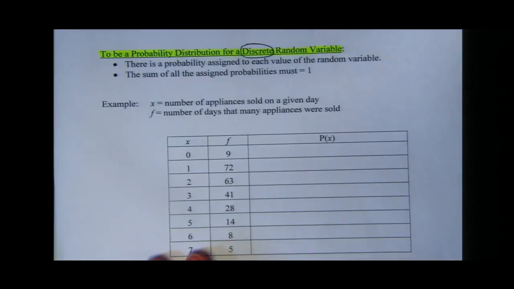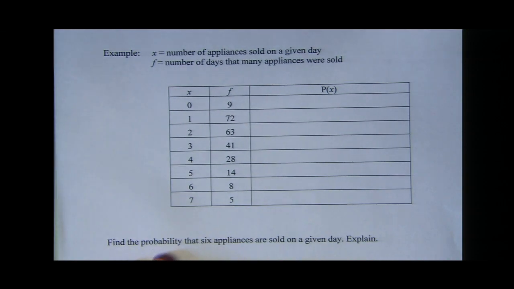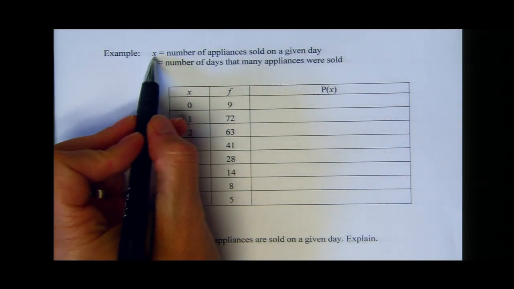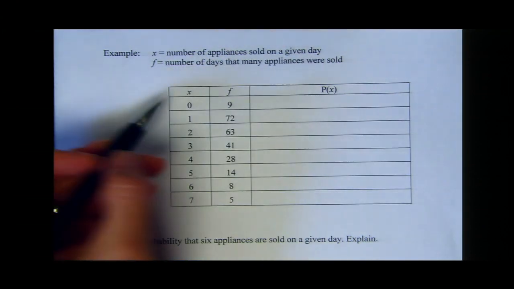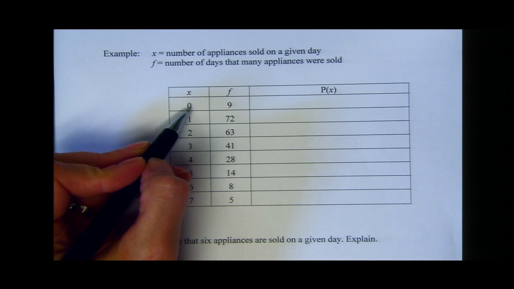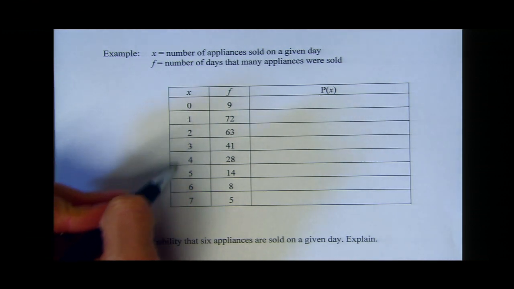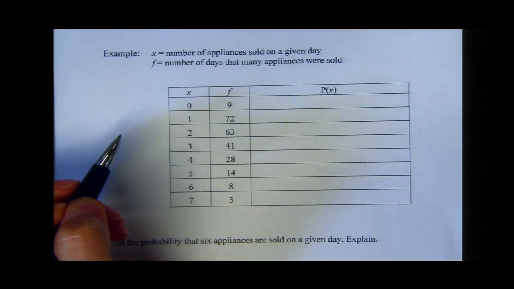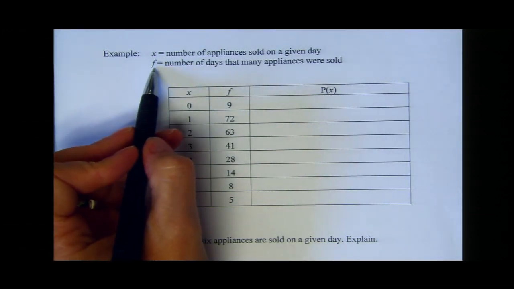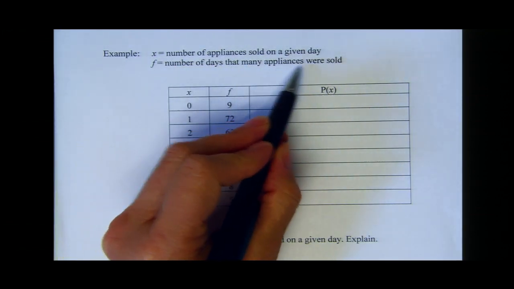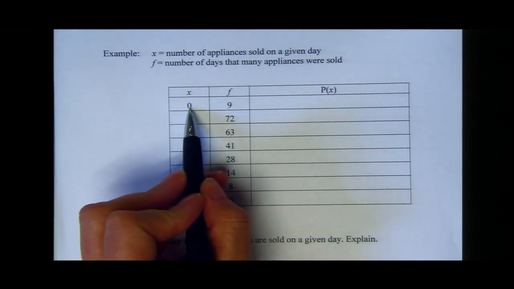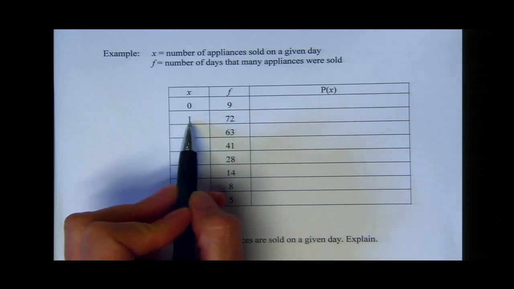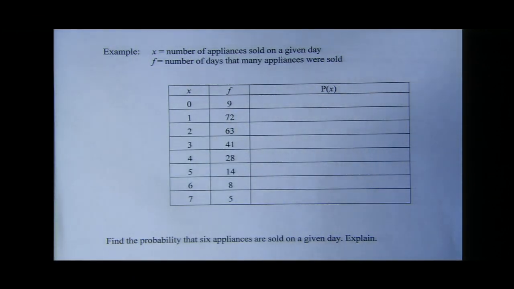All right, so here's a table that represents a discrete random variable. So x is my discrete random variable, and that is the number of appliances sold on a given day. So this x would mean we sold 0 appliances, 1 appliance, all the way up to 7 appliances on any given day. F is the frequency, or the number of days that many appliances were sold. So this means there were 9 days that we sold 0 appliances, 72 days we sold 1 appliance, and so forth. So we have to assign a probability to each of these.